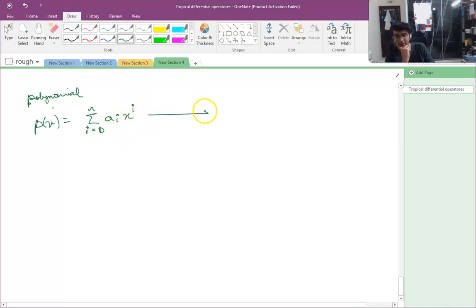Now if I tropicalize this thing, tropicalization, so what does that do? It turns my summation into one big max, or I could even write it as tropical addition, and it's going to take the set of all the terms and find the max in that. So all the normal terms are given by ai into x to the power of i, right?